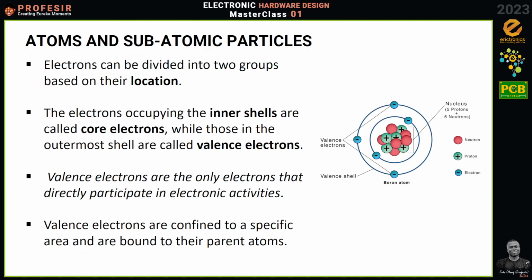So the valence electrons are confined to a specific area and bound to their parent. For instance, if you look at this diagram here, this is the outermost shell, and there are this and that electron. So these three electrons are the valence electrons. This outer shell is the valence shell, and over here we have another inner shell. That will be the core shell with two core electrons.